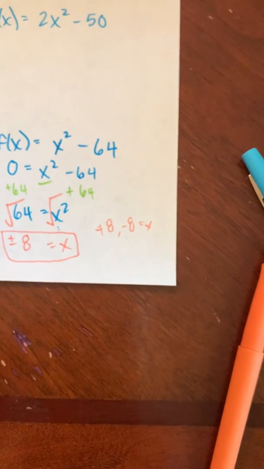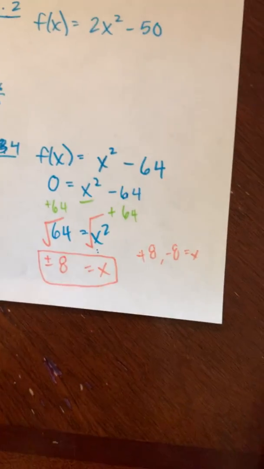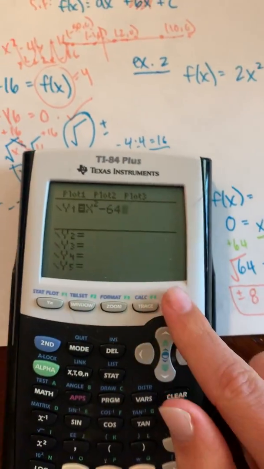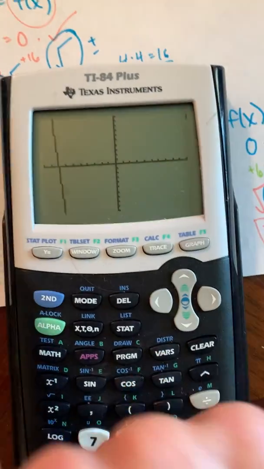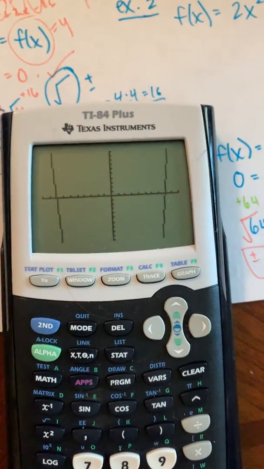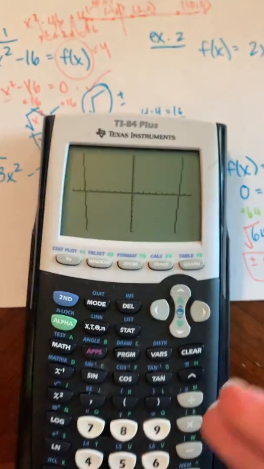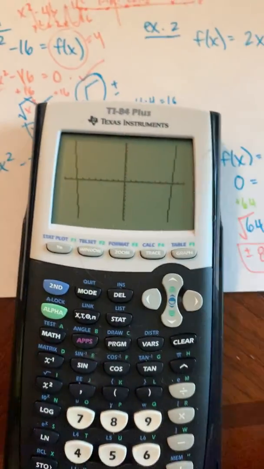And if you want to see something else, just for you visual people, if I graph this, x squared minus 64, the graph hits at minus 8 and plus 8. That's what we're figuring out: when we graph it, what we're finding are the x-intercepts. This is just a trick way to do it algebraically.